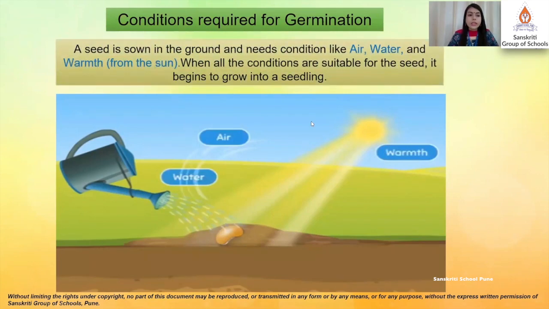So a seed is sown in the ground and needs conditions like air, water, and warmth from the sun, which we have discussed just now. When all the conditions are suitable for the seed, it begins to grow into a seedling. When all the conditions are given, the seed starts to grow into a seedling.